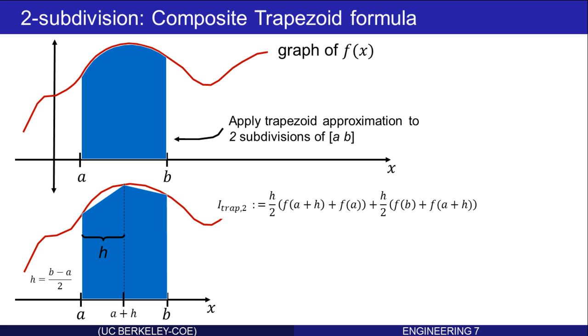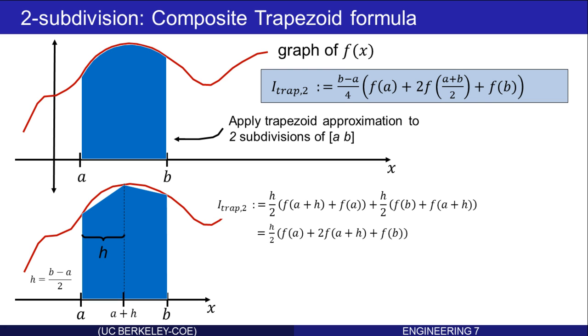So the definition of the two-subdivision trapezoid formula involves the area of the first trapezoid plus the area of the second trapezoid. Notice that the first trapezoid involves the value of the function at the midpoint, and the second trapezoid involves the function at the midpoint. So when we collect terms, we get an expression like this: f of A plus 2 times f at the midpoint plus f of b, the whole thing times h over 2. And that is what we'll call the two-subdivision trapezoid formula.